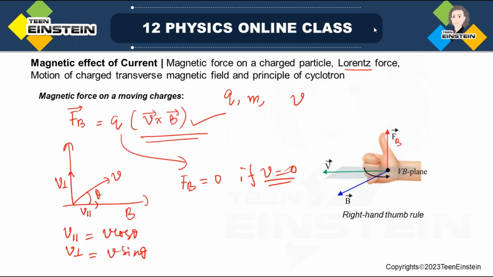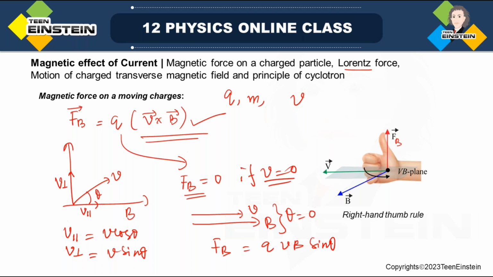Okay, so for a static charge, the magnetic field does not exert any force. That is, F is 0 when v is 0. One more case we can have: suppose the magnetic field direction is B and the velocity also has the direction along the direction of the field. In that case also the charged particle will not experience any force because theta is 0 here. We know the magnitude of the force will be qvB sine theta. If theta is 0, then this magnetic force will also be 0.